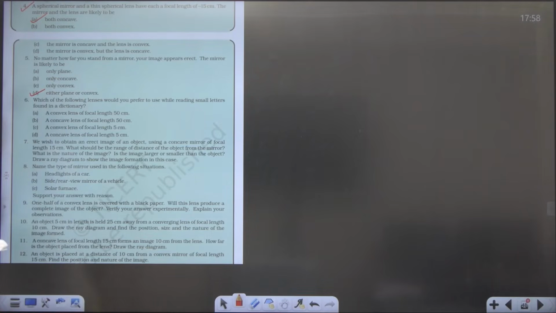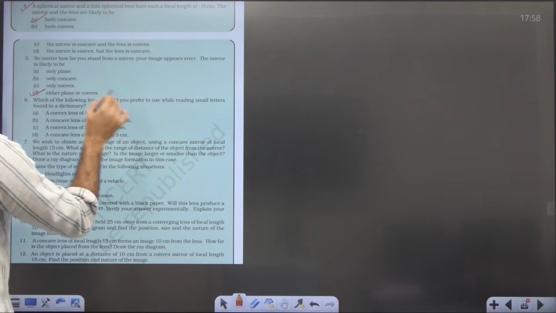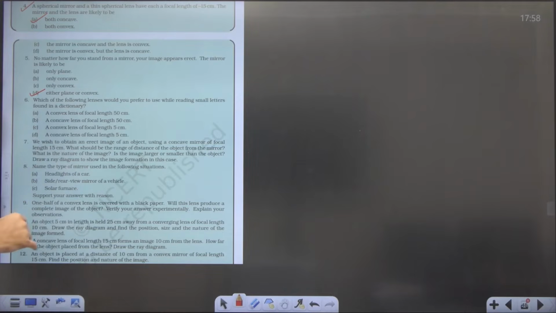In concave mirror, you can expect erect image, virtual erect. That is a special case when the object is placed between pole and the principal focus. So, since we are getting erect image, it has to be plane mirror or convex mirror.